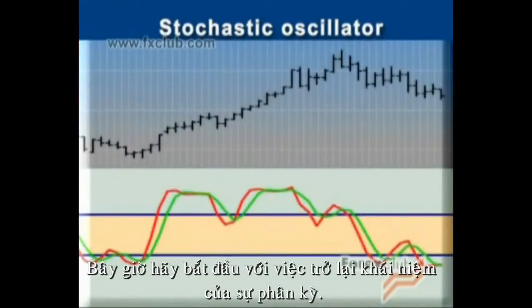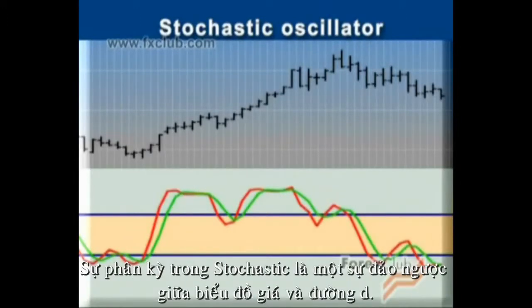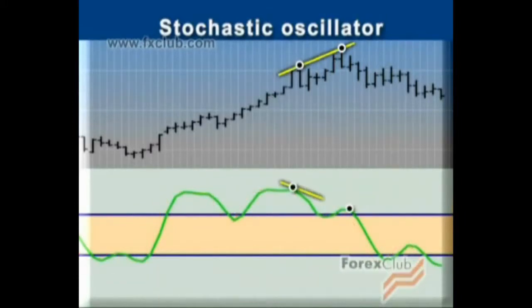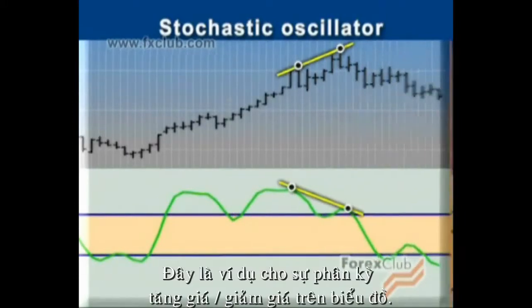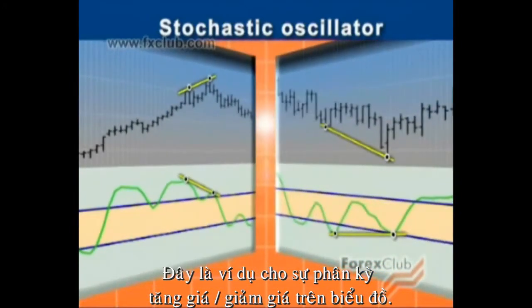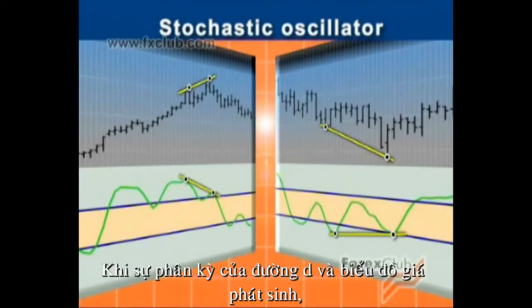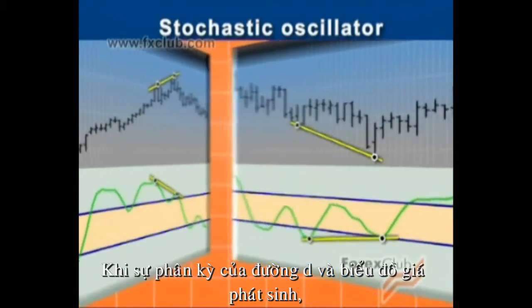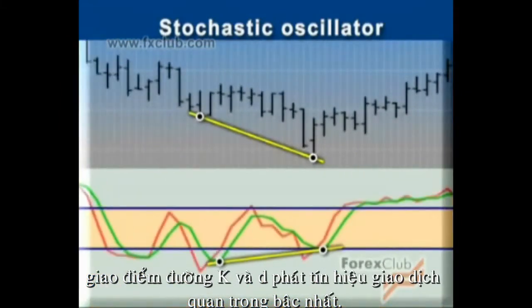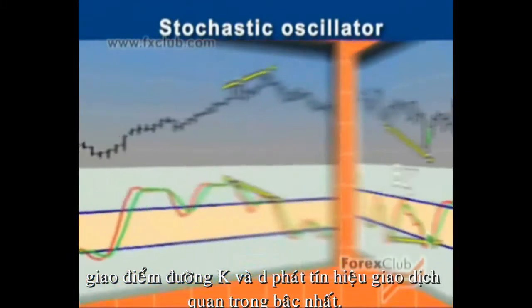Well, to start with, let's go back to the idea of divergence. Divergence in stochastic is a discrepancy between the price chart and line D. There are examples of bullish and bearish divergences given on these charts. They look similar to those of the previous oscillator RSI. When a divergence of line D in the price chart occurs, the crossing of lines K and D gives a most significant trading signal to buy or sell.